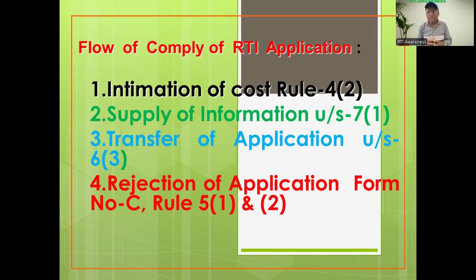Then the fourth is rejection of application. If the application is not applicable, or he has not given the application fee, or he has not given ID proof, or he has not given the cost of information. There are 9 causes, and for these 9 causes we may reject an RTI application under rule 5.12. So this is the rejection.